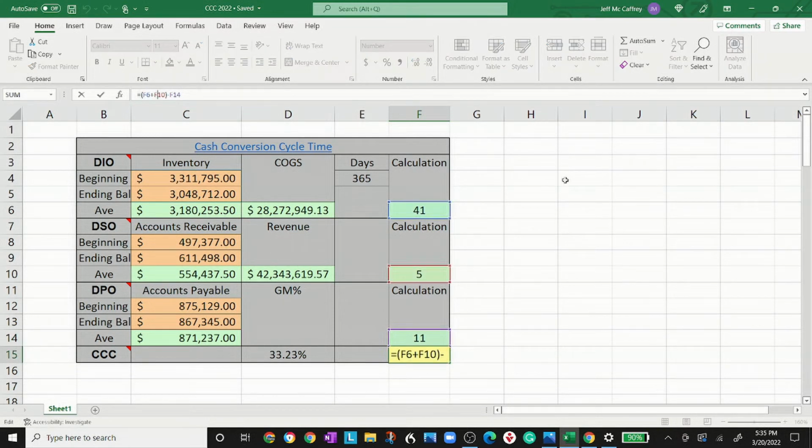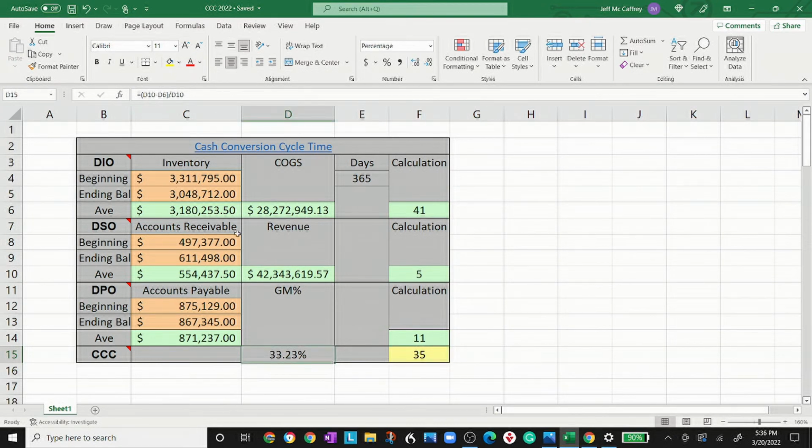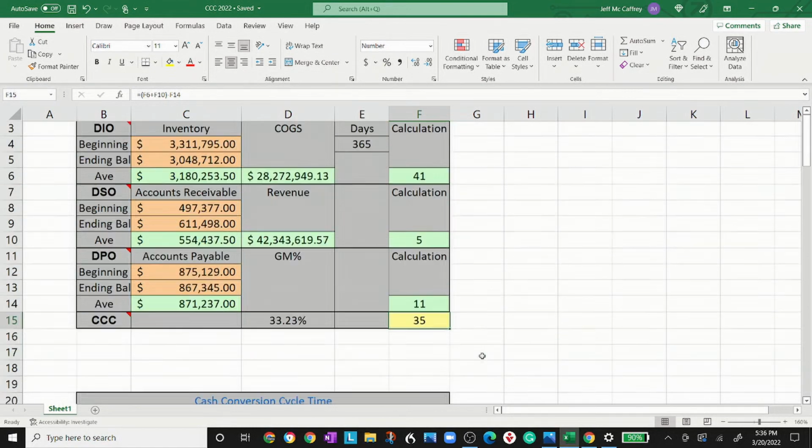This calculation is days inventory outstanding plus days sales outstanding minus days payables outstanding, because you're trying to increase payables, decrease AR, and decrease inventory. So in this scenario with these numbers, $42 million that year with a 33% gross margin percent, and these averages of inventory and receivables and payables, this model is turning the cash at 35 days. Now let's look at another one.